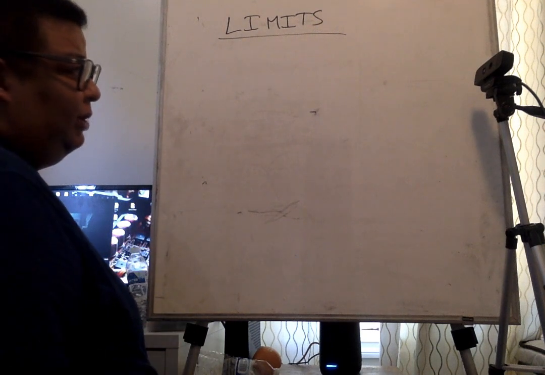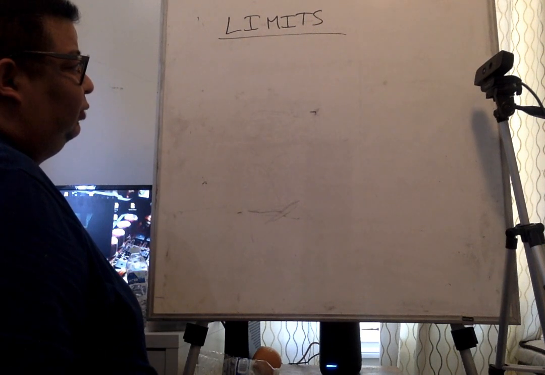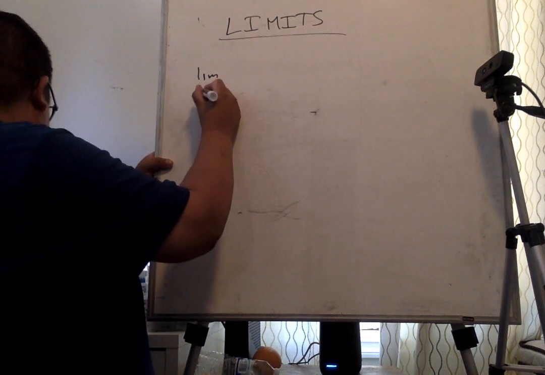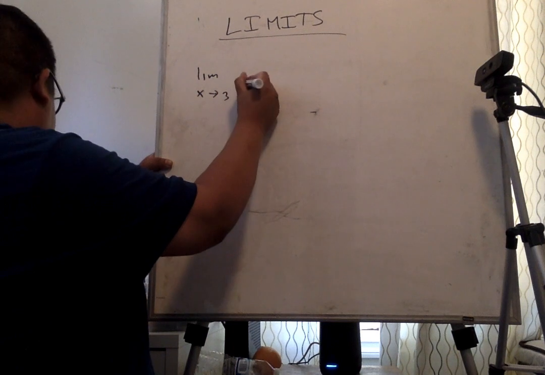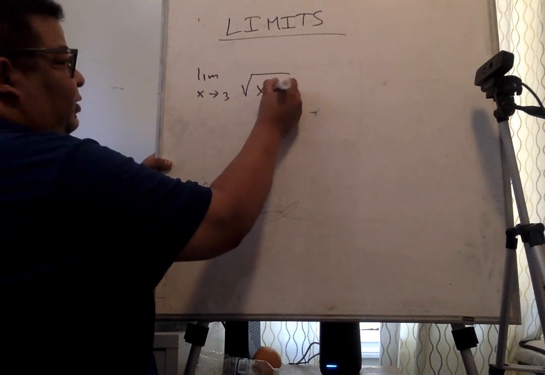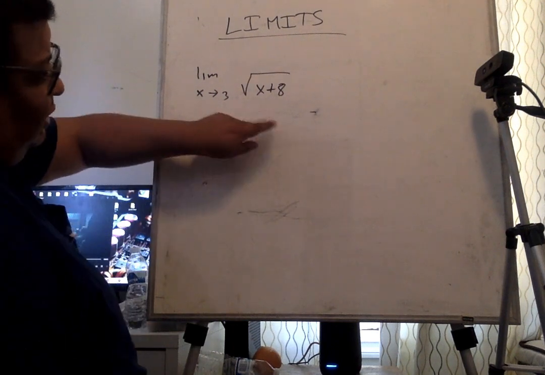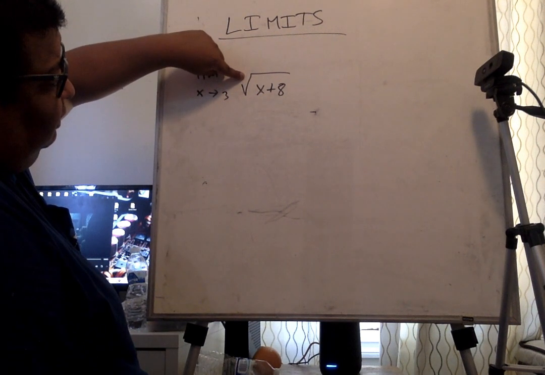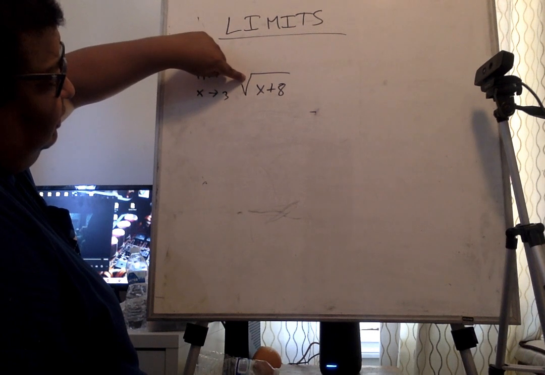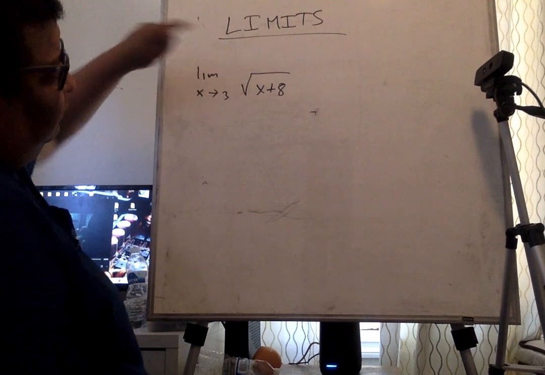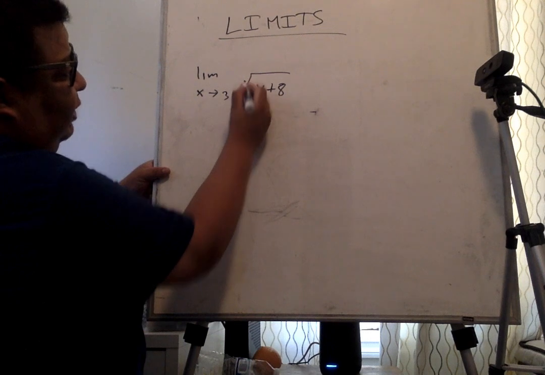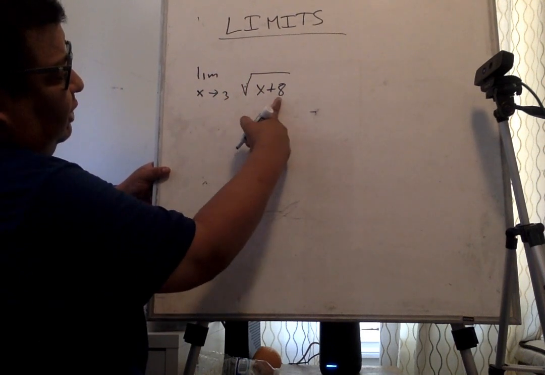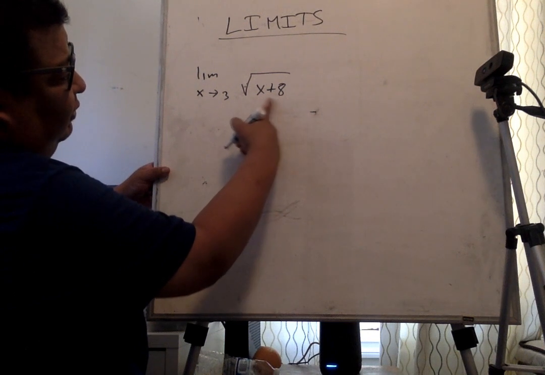Now let's go to the next type of limit. Limit of a square root. Limit as x approaches 3 of the square root of x plus 8. For this kind of problem, you gotta make sure that your nth root, if it's even, for example, right now the square root is 2. You can assume it's 2, so that we don't write 2. But whenever it's even, you need to make sure that this is greater than or equal to 0.